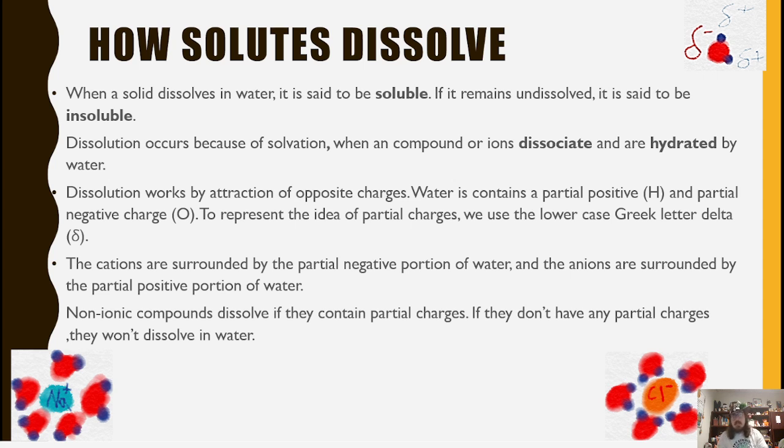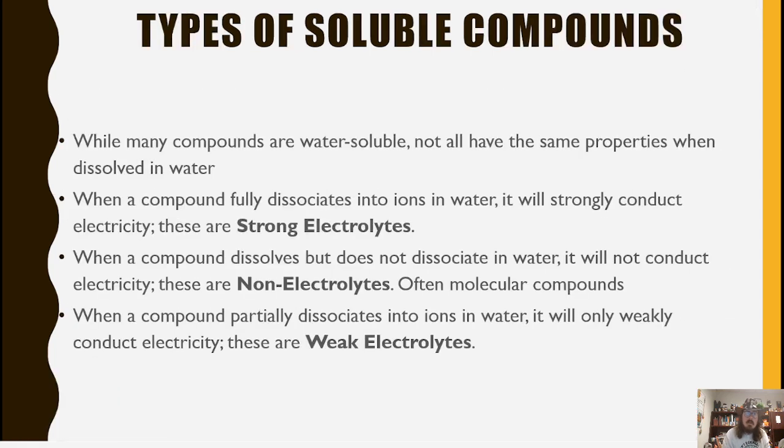Miscible, remember, means will dissolve infinitely in water. You can add enough ethanol so that water starts to be dissolved by ethanol instead of the other way around. But if they don't have any partial charges, they won't actively dissolve in water. So we can break down types of soluble compounds into 3 classes.